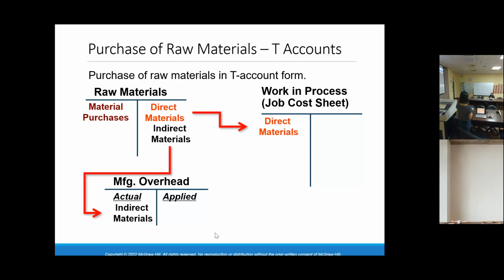Okay, so my work in process increases on the left side. When you put the direct material into production, the left-hand side of work in process increases. Yeah, that's correct.